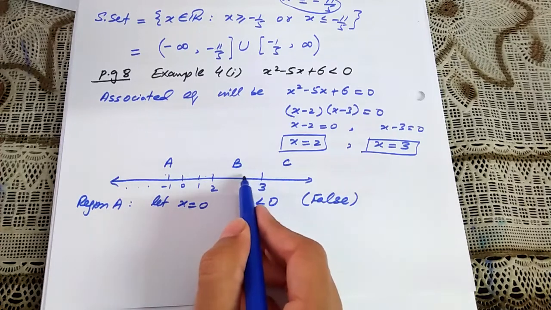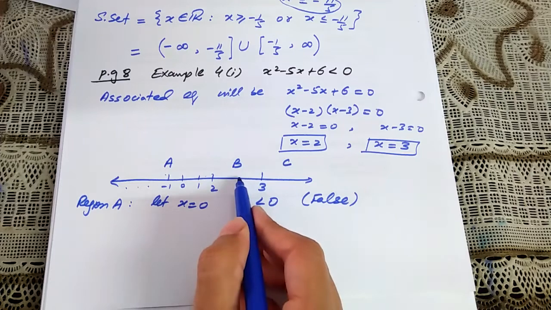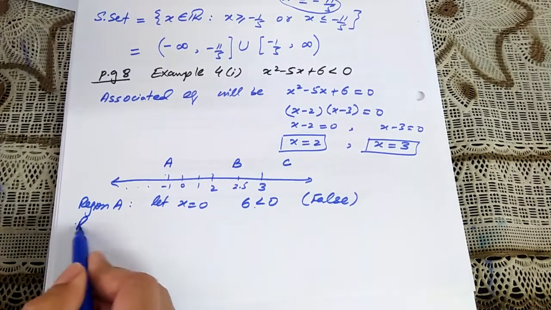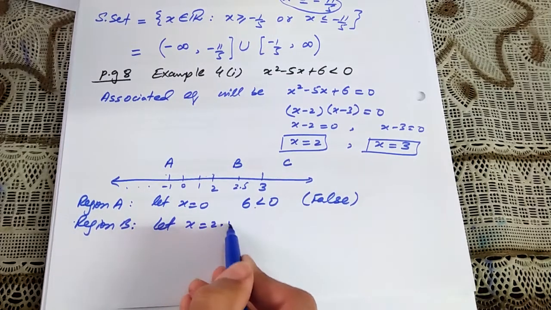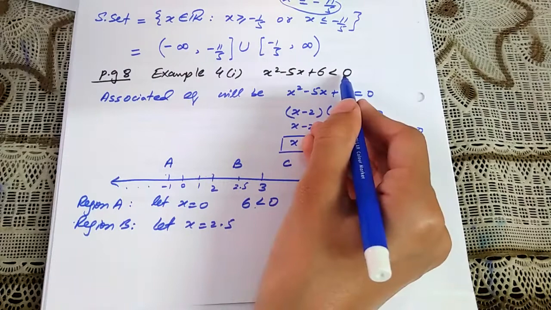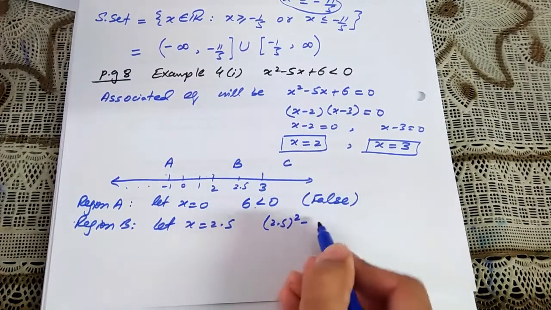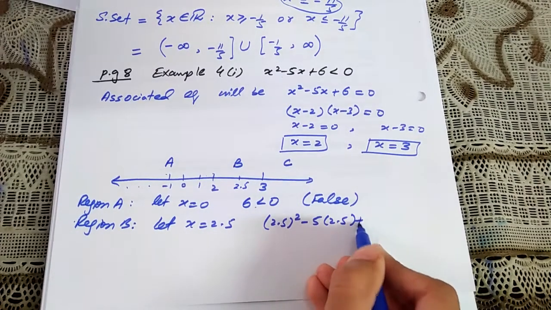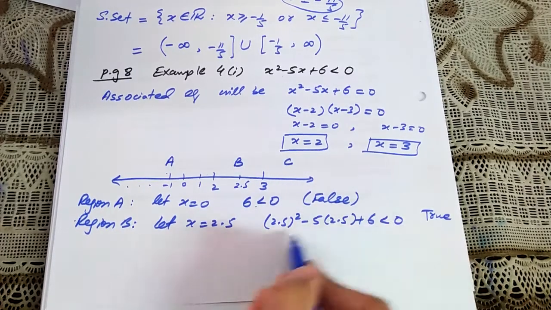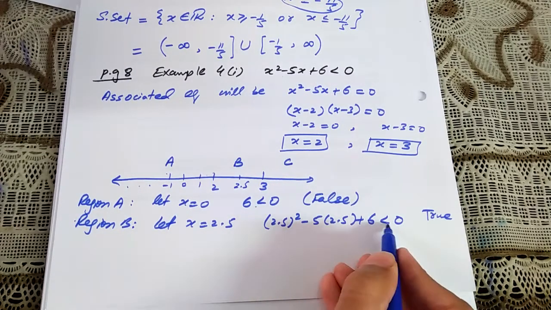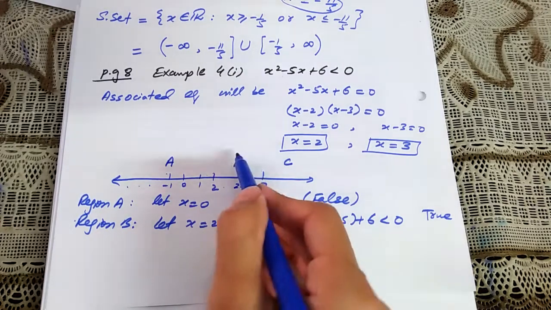Now from region B, take any point out of this. I am taking 2.5, let's suppose. From region B, let x equal 2.5 and put the x value here. We will observe that 2.5 square minus 5 times 2.5 plus 6, the answer will be less than 0. And that is true. You can just solve it using your calculator. You will get an answer that is less than 0. So it means region B is included in our solution.